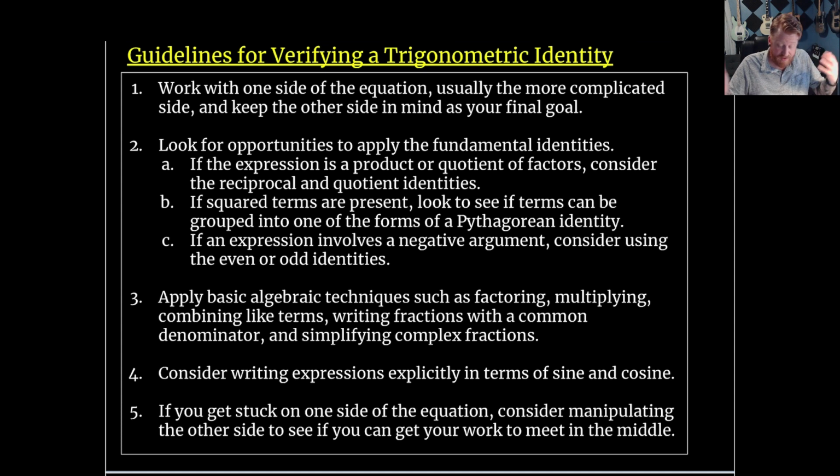And if you get stuck on one side of the equation, consider going to the other side, the easier side, and seeing if you can't change that in some way to meet in the middle somewhere. So you start with the harder side until you get stuck, and then maybe look at the easy side and see if you can't manipulate that so that they meet in the middle somewhere. And that is a valid way to kind of come back around and find your final argument here. So that is just a summary of guidelines here to help you work through these problems.